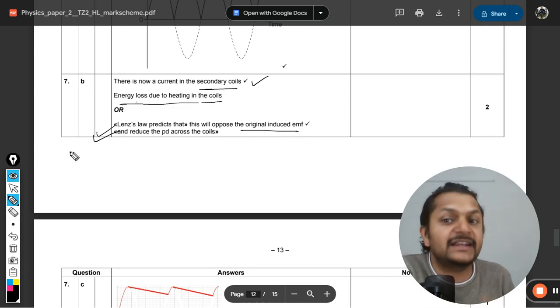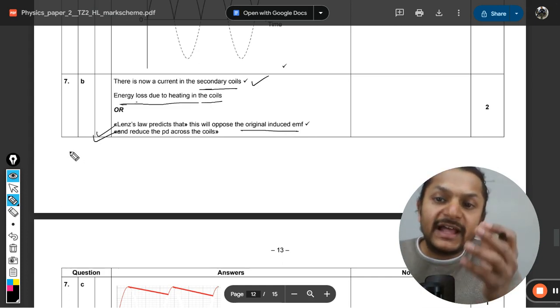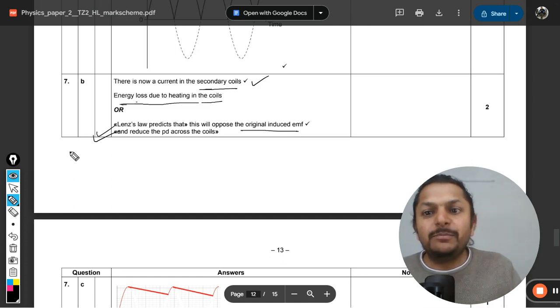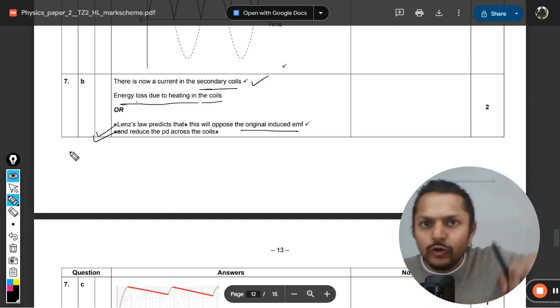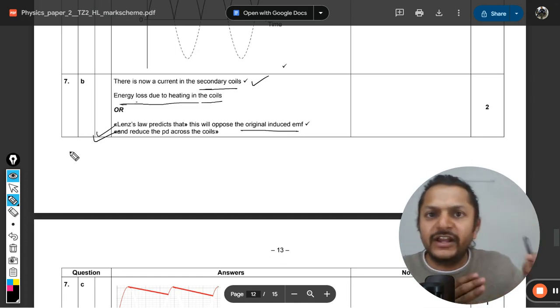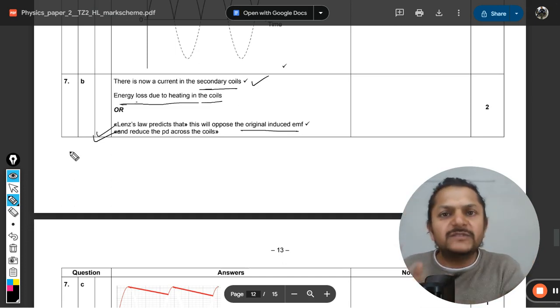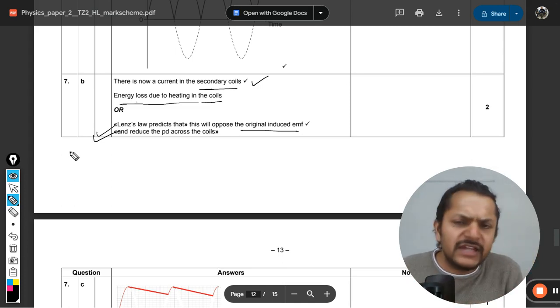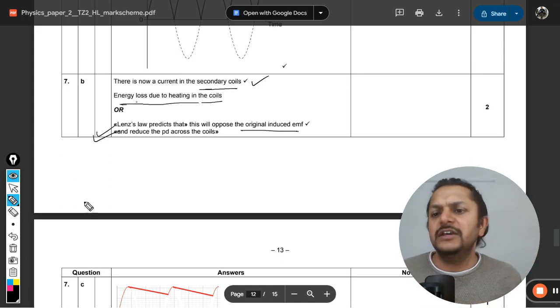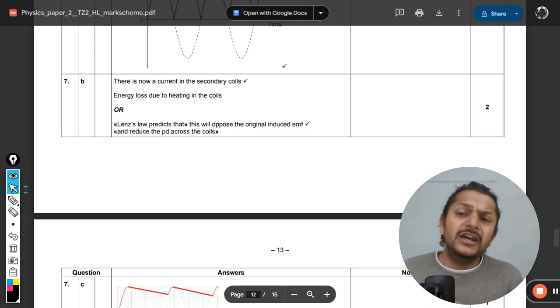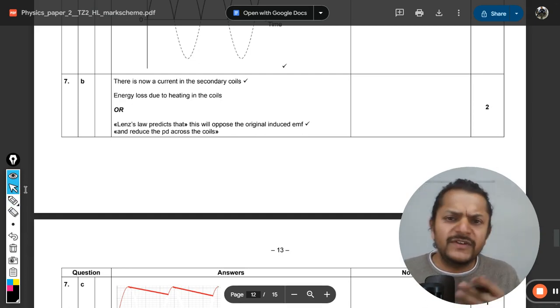Now, this is the correct explanation, I think, because Lenz's law will create a back EMF within the loop itself. You can call it self induction also. And because of that back EMF, this peak EMF will be facing an opposing EMF. That is going to reduce the peak EMF. That's it. So that will be the reasoning here.